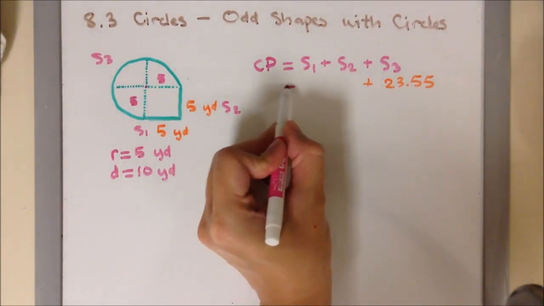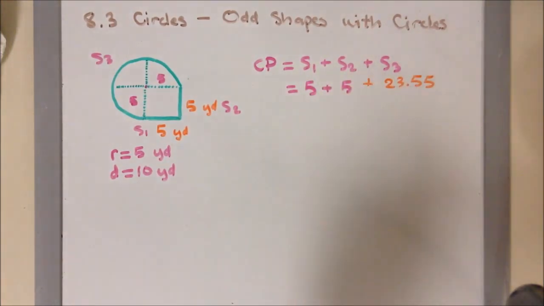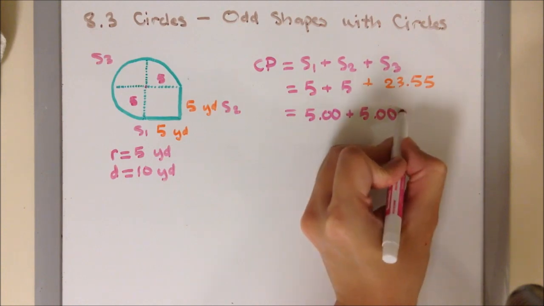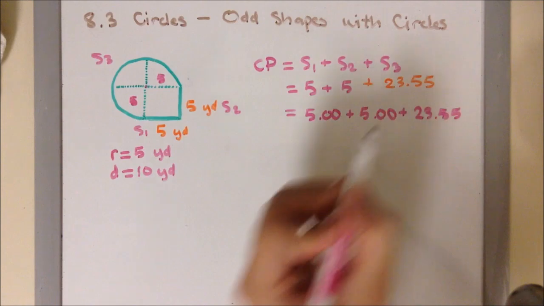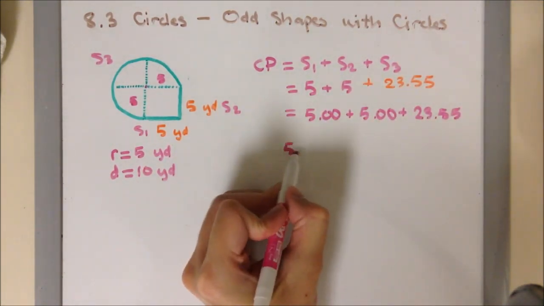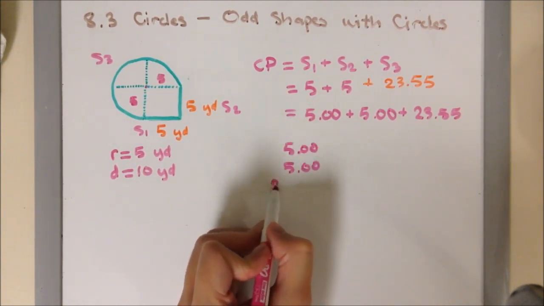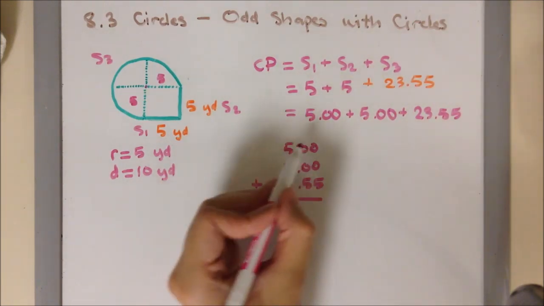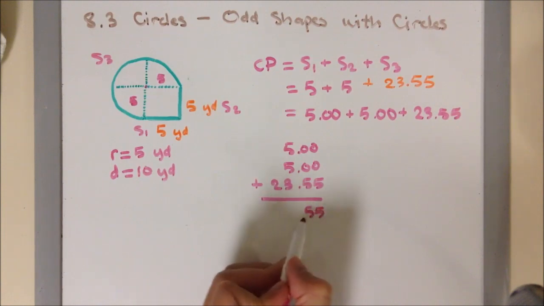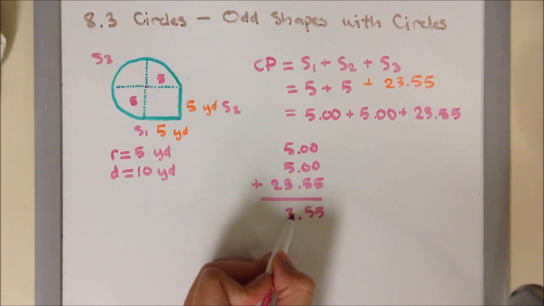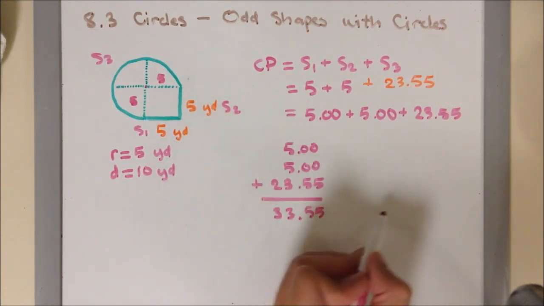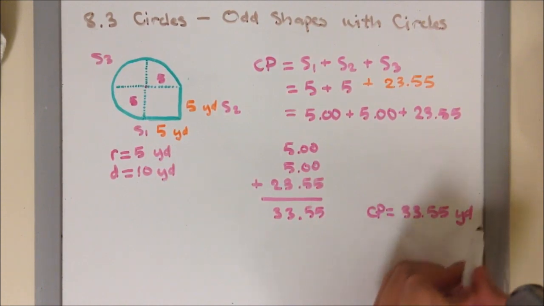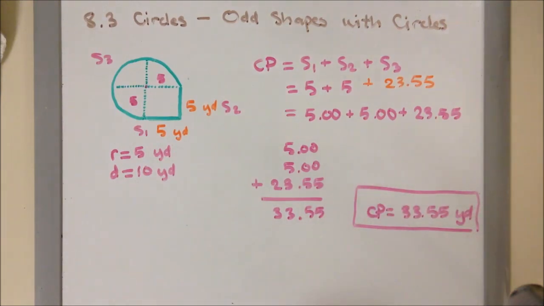So my S1 is 5 and my S2 is 5. Now, since I'm working with decimals, this will be 5.00, this will be 5.00, and then 23.55. When I'm adding these, I'm going to line it up. So again, I line up my decimal when I'm adding, and you would do the same thing if you were subtracting. So when I'm adding, this will be 55 here, 5, 5, 3, 13, carry the 1, so 3. So my CP is 33.55 yards. So my circumference or perimeter is 33.55 yards.